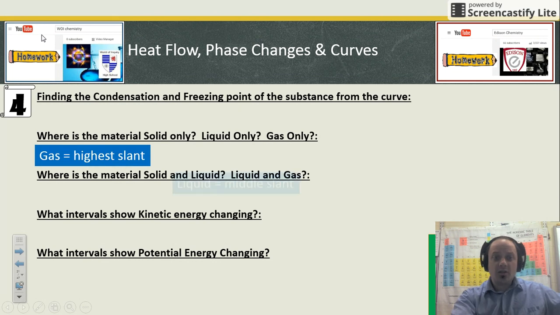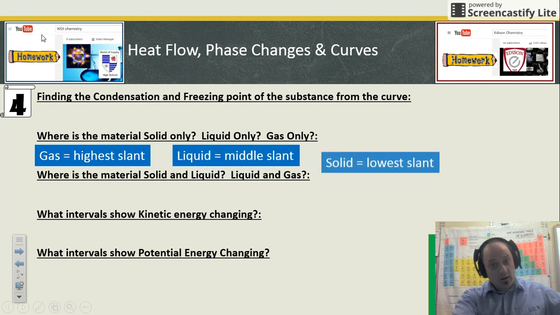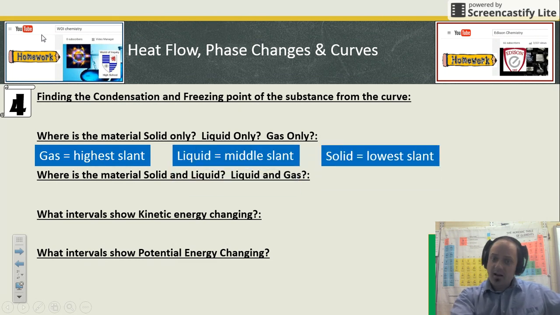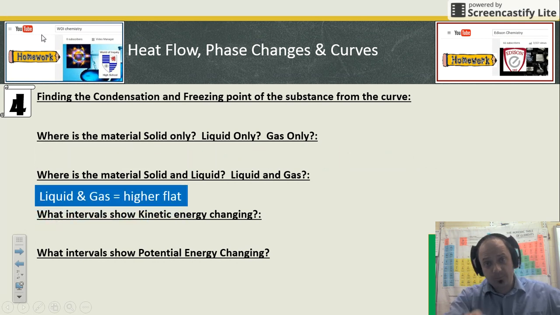Where are our solids, liquids, and gases only? Again, it's the slants, but it's the highest, the middle, and the lowest. So you've got to look at the temperature to figure out if it's a gas or a solid. The higher the temperature, the more likely it is to be the gas phase. So look at the shape, the profile of the curve, and decide which one's the gas and which one's the solid. The liquid's always in the middle, so you've got to decide which side's the solid, which side's the liquid. Okay. Only the slants, though.